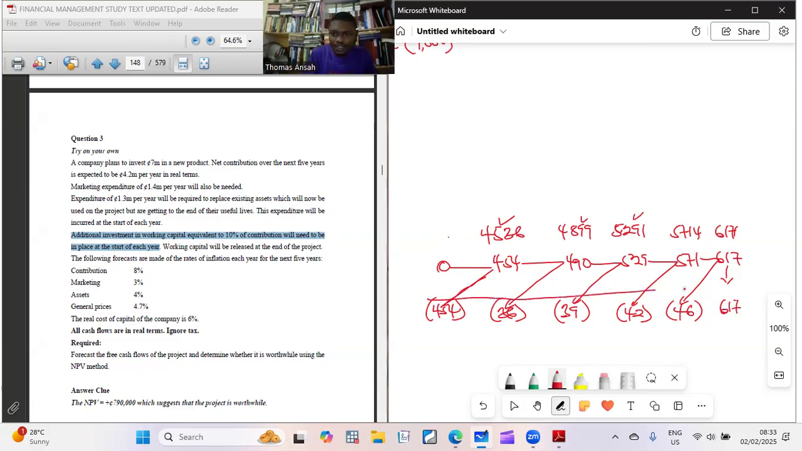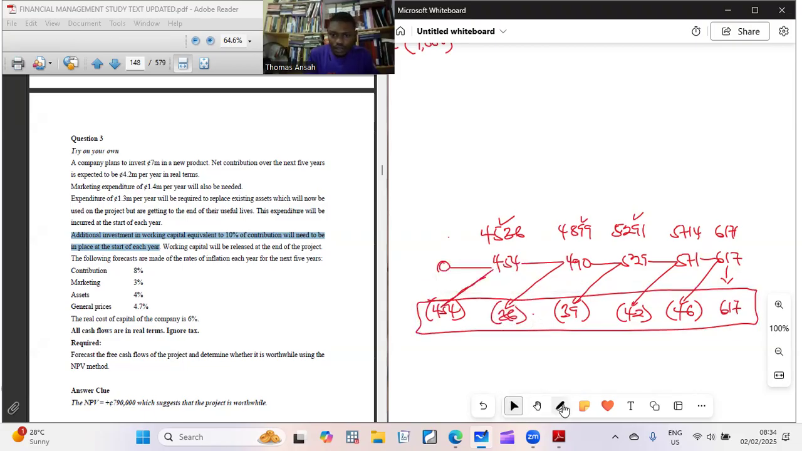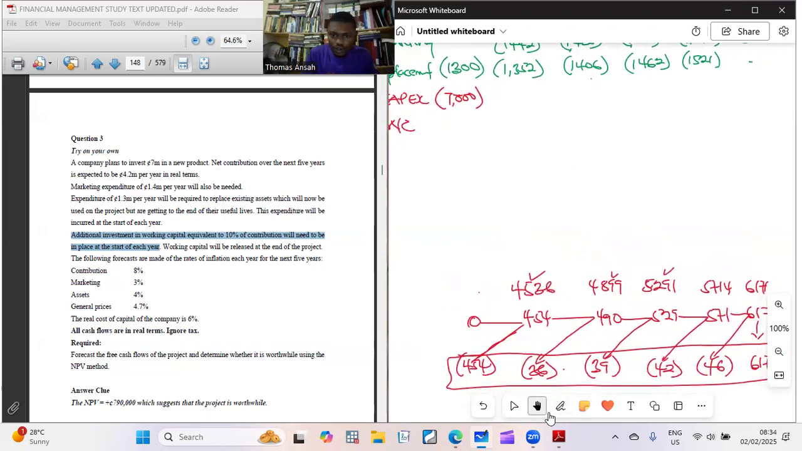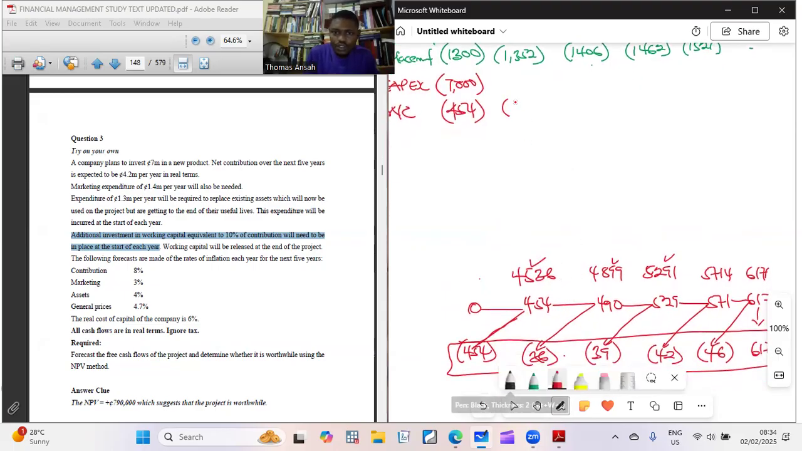I pick these things, go and drop it in my investment appraiser. Okay, so all these ones, I pick them and I go and drop them. So let's see. Yeah, can copy them from here. So here is 454. Then 36, 39, 42, and 46. Then the last one, 617.